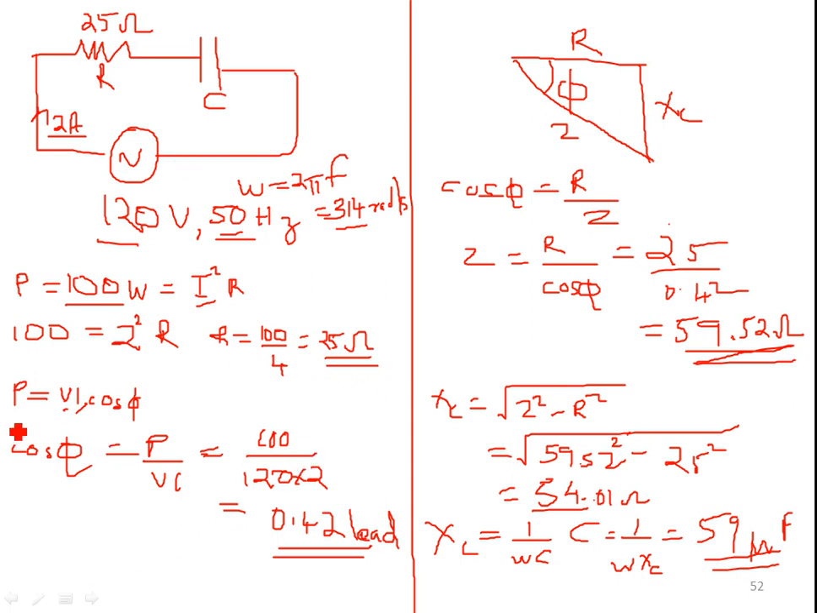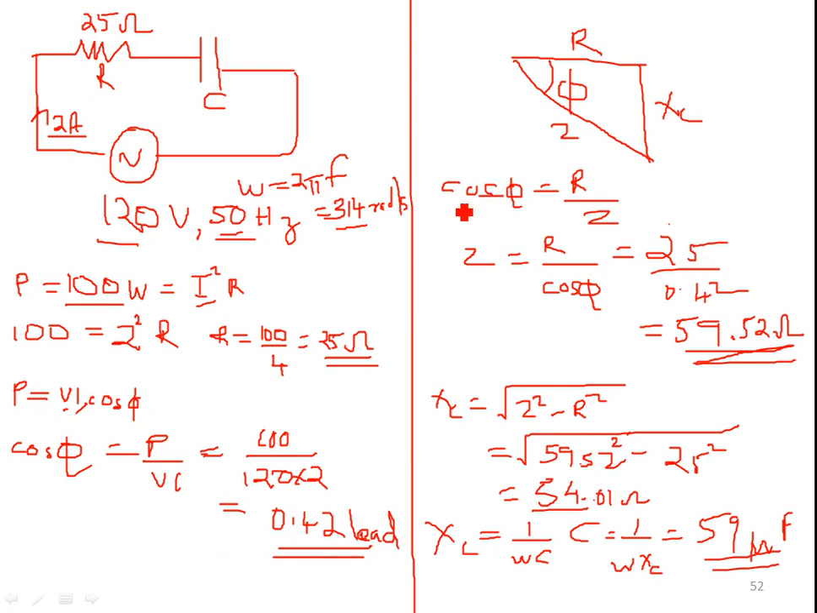Now, what is basically power? Power is equal to VI cos phi, which is the active power dissipated in the resistor. That is 100 watt. Therefore, cos phi is P by VI. P is 100, voltage is 120, current is 2 ampere. From there we get cos phi as 0.42. Since it is an RC circuit, the power factor is leading. So the power factor is 0.42 leading.